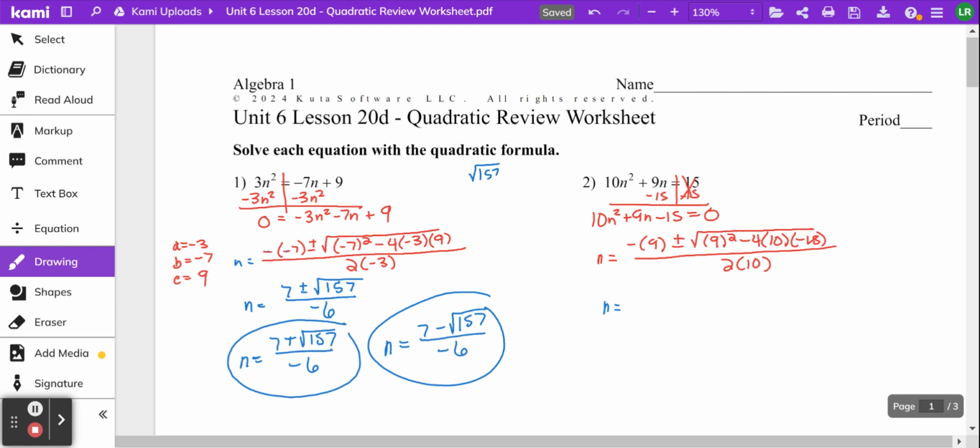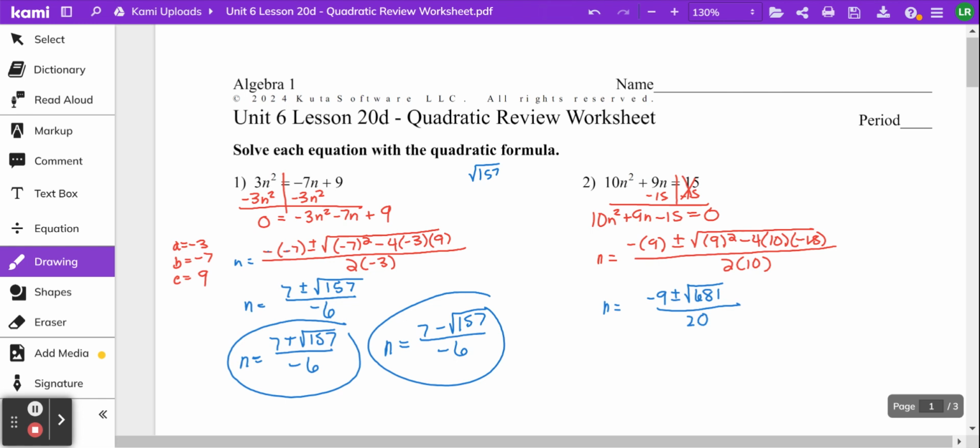Clean it up. Negative 1 times 9 is negative 9. And then we figure out the inside of that square root. And I'm getting square root of 681. That's over 20. Now, I do check if it's perfect, and that is not perfect. So I'm going to have to break this down.